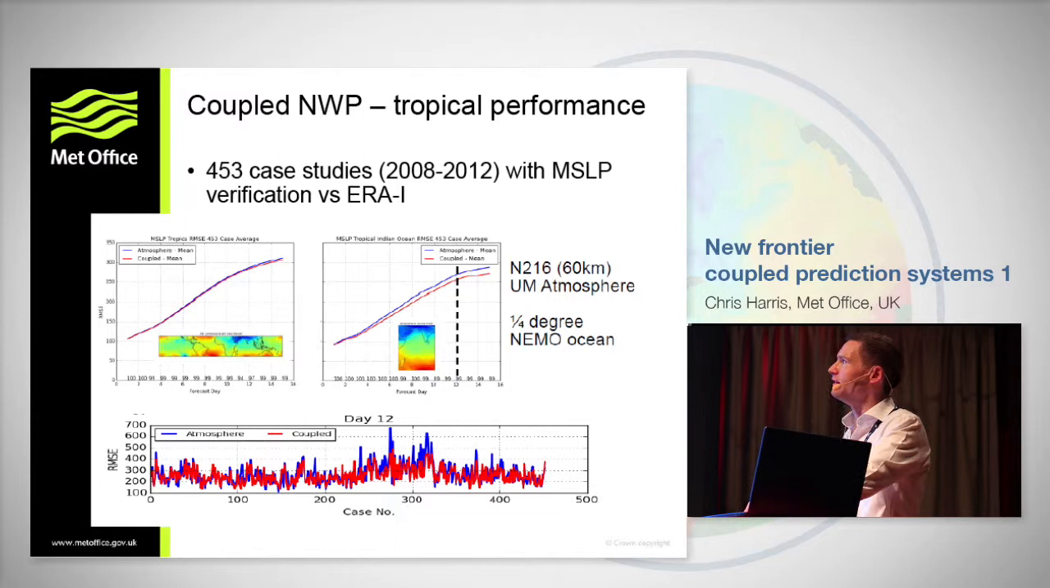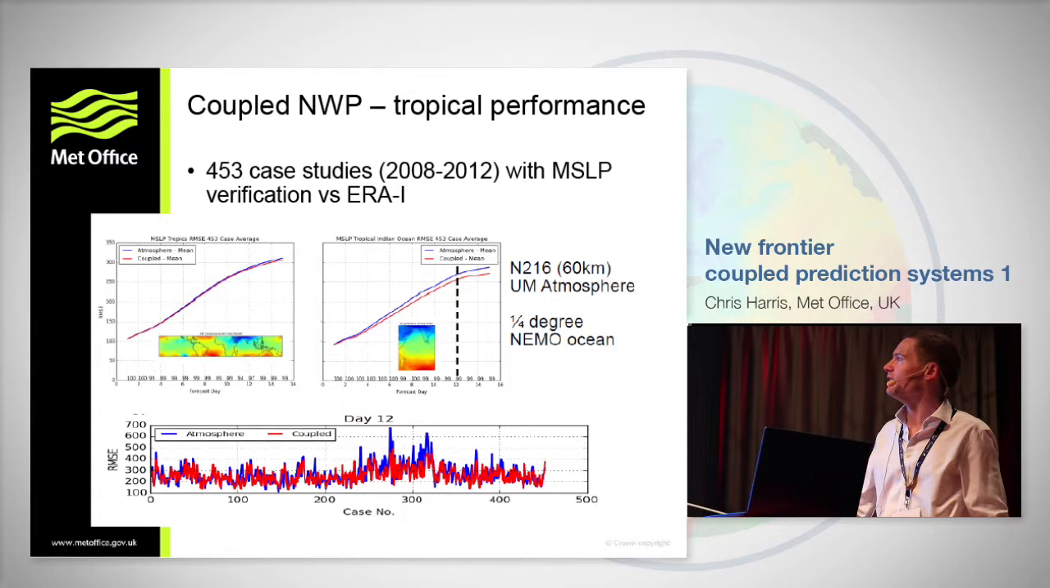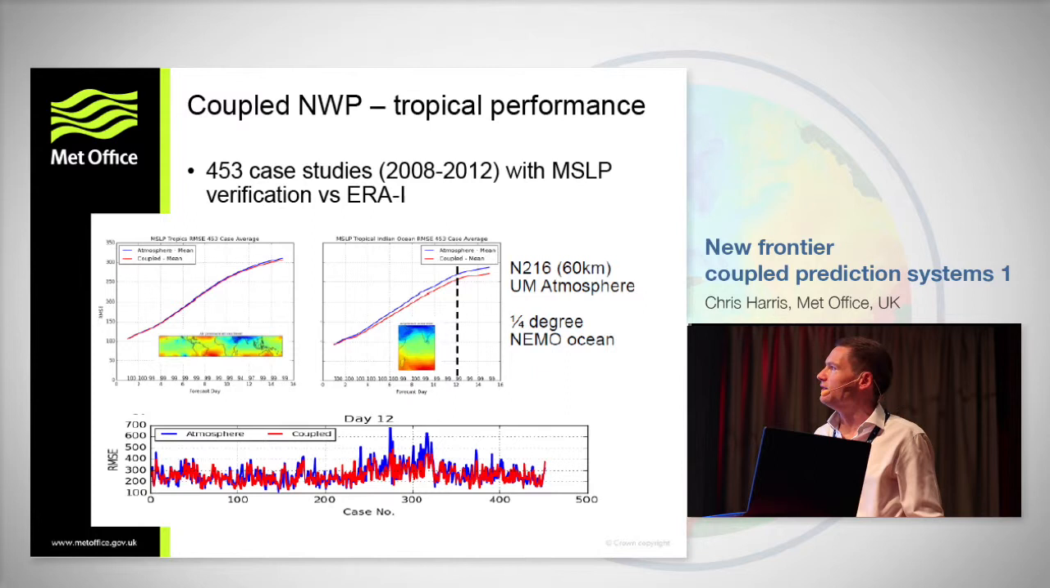And these are not dissimilar sort of plots to some of the ones I showed for the Canadian system, showing kind of modest but kind of consistent improvements in some aspects, for example, of mean sea level pressure over a whole range of cases, in this case in the tropical Indian Ocean and in a slightly wider tropical regime. But that is a much lower resolution case in that example.